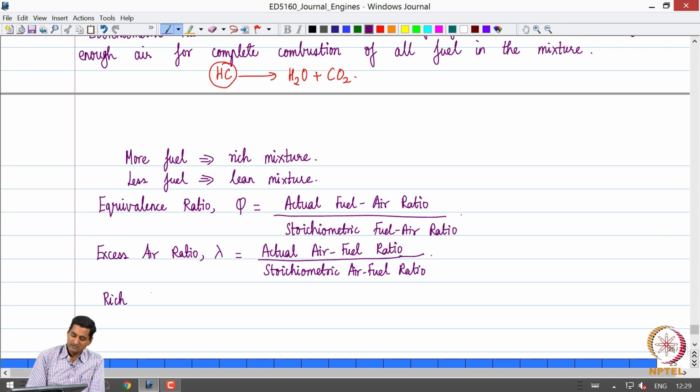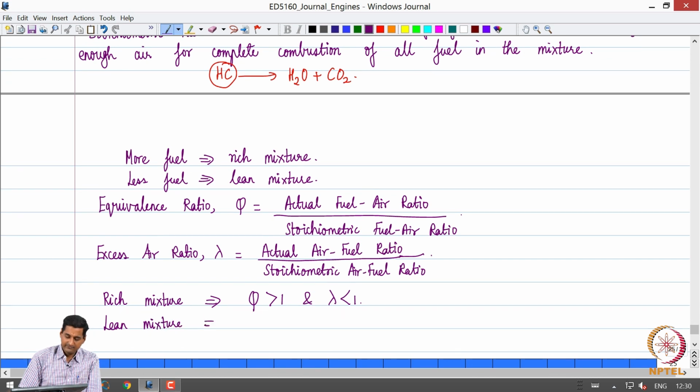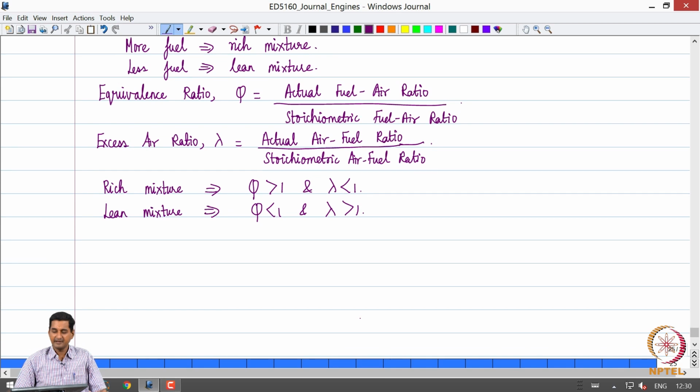So, a rich mixture implies the equivalence ratio is greater than 1 and the excess air ratio is less than 1. A lean mixture is one where the equivalence ratio is less than 1 and the excess air ratio is greater than 1. Okay. So, that is the definition of equivalence ratio and excess air ratio.